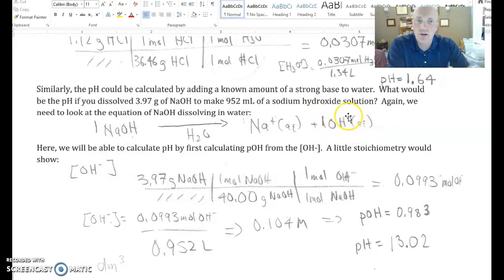This allows us to figure out the concentration of OH-. Again, we're going to use a little bit of stoichiometry, and we're going to assume that for every one that we add here, it's going to completely break apart. So we can calculate the number of moles of OH-. Therefore, we can calculate the molarity, which is going to be 0.104. That allows us to calculate the pOH. We can just take the negative log of that, and we would get this. We know that the pH plus the pOH equal 14, so once we have this, we can calculate the pH from that.